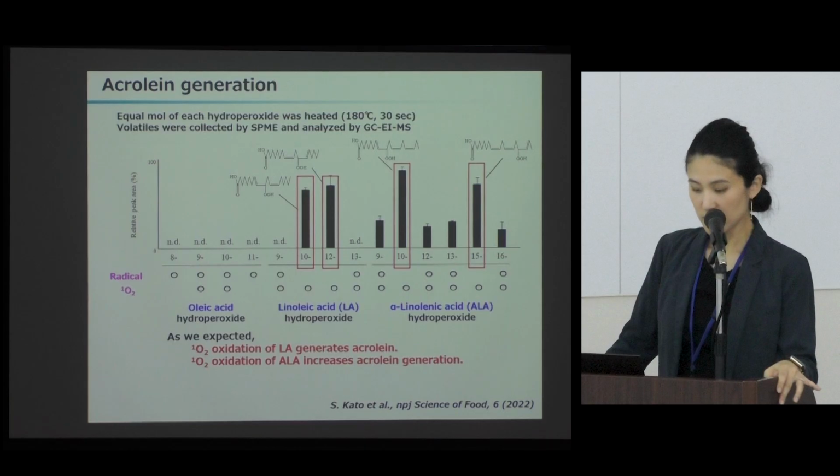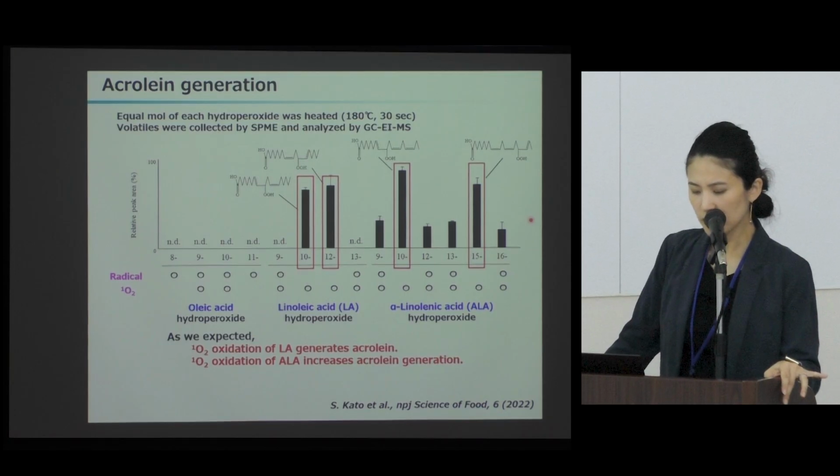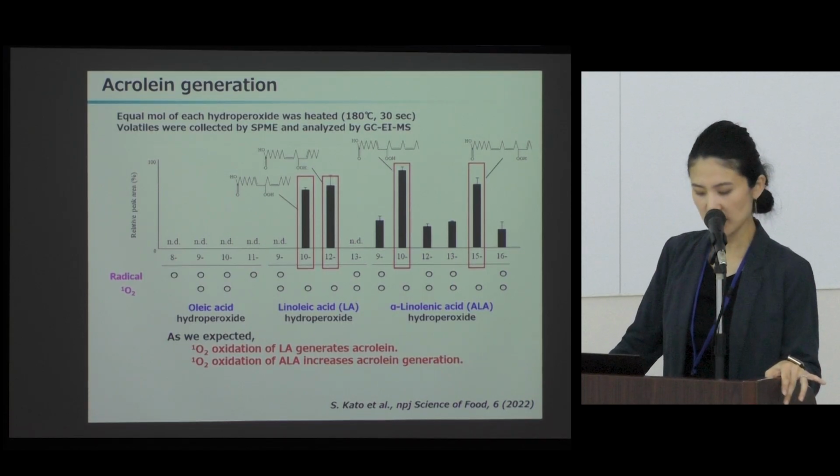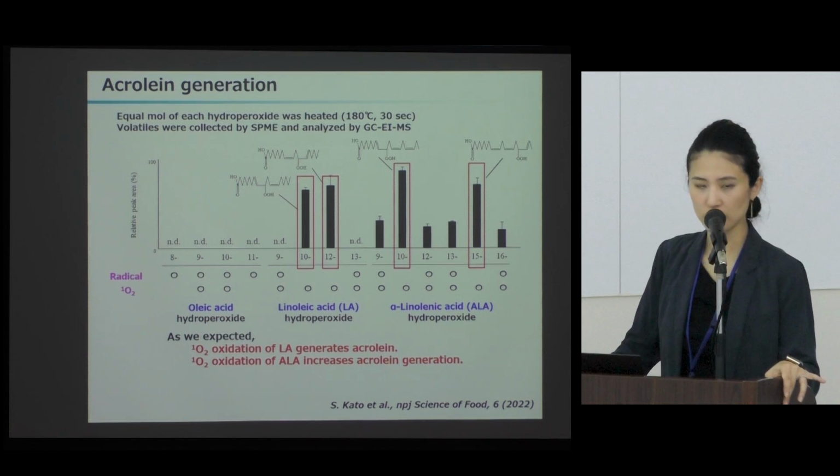In agreement with the previous study, radical oxidized LA did not produce acrolein, but as we expected, the singlet oxygen-specific LA hydroperoxide, indicated in red, definitely generated acrolein, and the amount was comparable with that of ALA. More acrolein was generated from the singlet oxygen-specific ALA hydroperoxide, shown here in red, about 2 times higher than that of the radical oxidized ALA. So this data demonstrated that singlet oxygen oxidation promotes more acrolein generation.